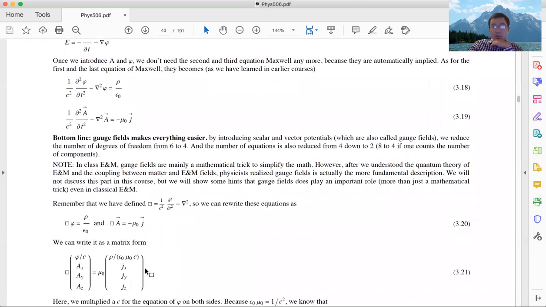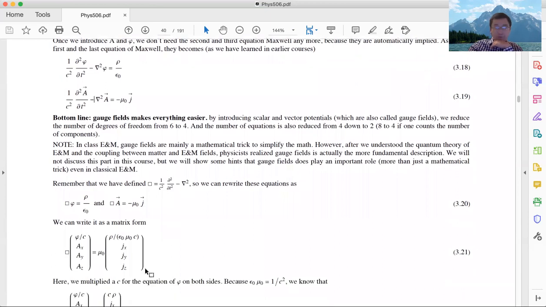Now let's make one more massage for this formula. We have 2 sets of equations. This one comes from the first equation of Maxwell. This one comes from the last equation of Maxwell. The middle 2 we don't need anymore. We can combine these 2 sets of equations together into a 4-dimensional vector.